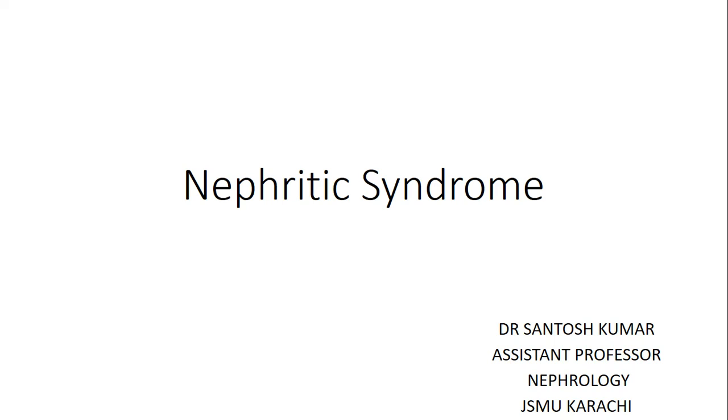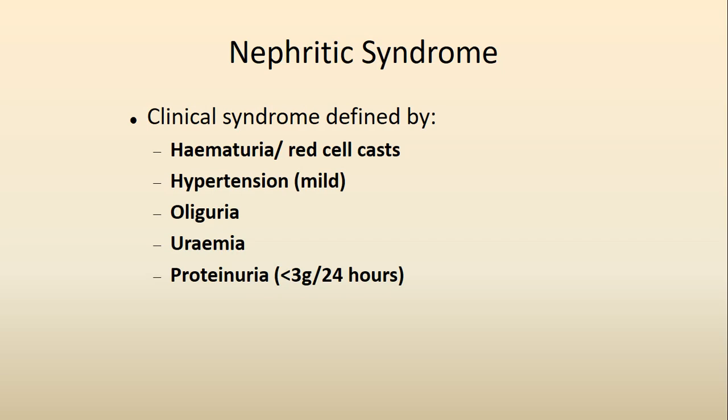Today we discuss the nephritic syndrome, as we earlier discussed the nephrotic syndrome. This is the nephritic syndrome. The nephritic syndrome is a clinical syndrome defined by hematuria, red cell casts, hypertension, oliguria (decreased urine output, less than 400 in 24 hours), and uremia. Increased urea or increased creatinine in the serum is called uremia.